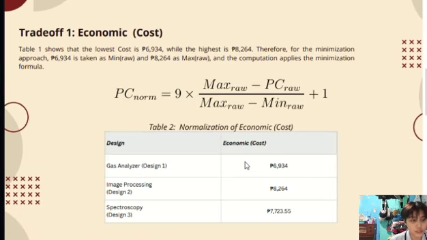Let's start by looking at cost. So the gas analyzer is the cheapest at 6,934. Image processing is the most expensive at 8,264, with spectroscopy in between at 7,723. So we normalize this cost using a minimization formula which converts raw costs into scores ranging from 1 to 10, where 10 is the lowest cost. This makes costs comparable alongside other criteria.